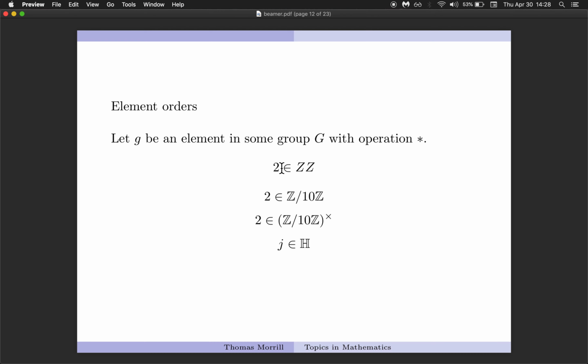So you could think of 2 as an element of the integers, right, where the operation is going to be addition. You could think of 2 as an element of integers mod 10, which would be, again, operation is addition. If you want to use multiplication instead, you could think of 2 as an element. Oh, you cannot think of 2 as an element of this group because 2 does not belong to integers mod 10 cross. Maybe think of that as a 3 instead. So clearly I typed up this slide too quickly. Or you could even think of our previous example, the quaternions, and pick, say, the J element out of there and think about its order.